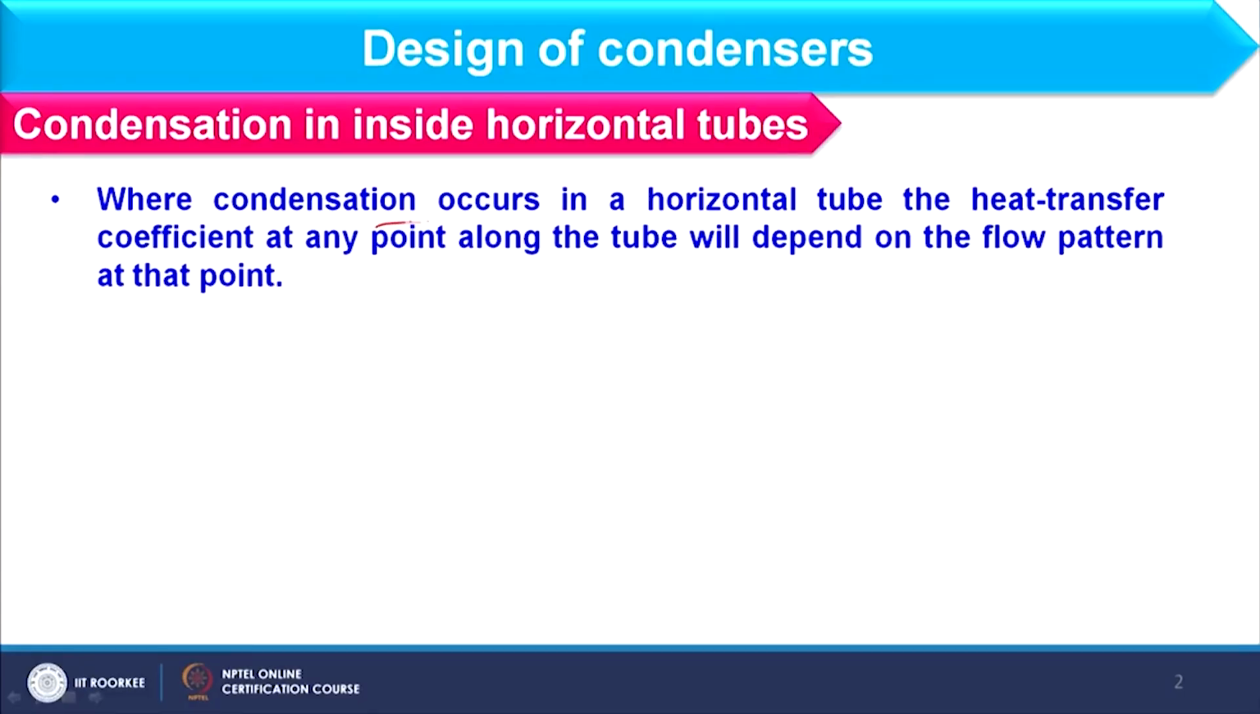Okay. Here condensation occurs in a horizontal tube, and the heat transfer coefficient at any point along the tube will depend on the flow pattern at that point, because in a horizontal tube the vapor enters from one end of the tube and keeps on moving towards the other end, right. So, as condensation proceeds, we have the maximum amount of vapor at the start of the tube and the maximum amount of condensate at the end of the tube.